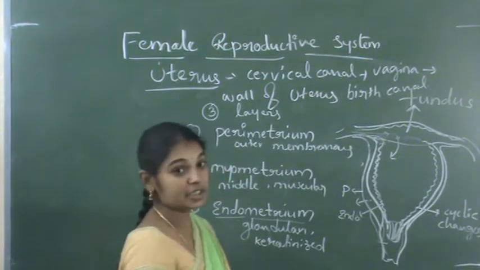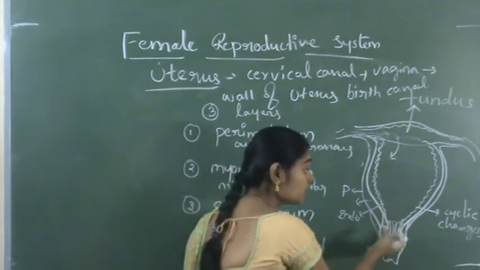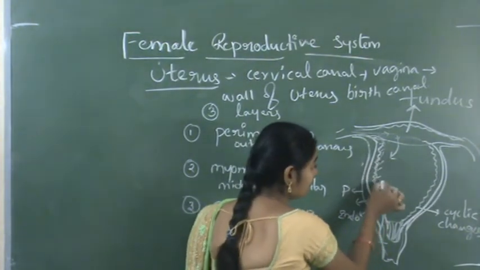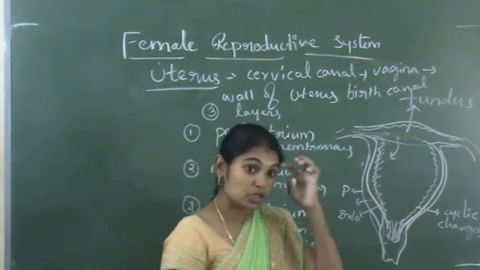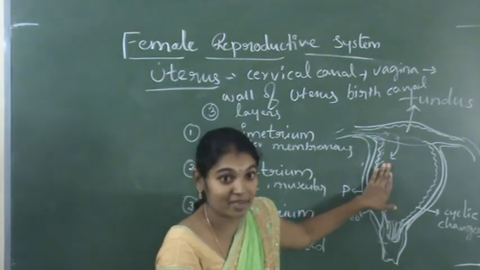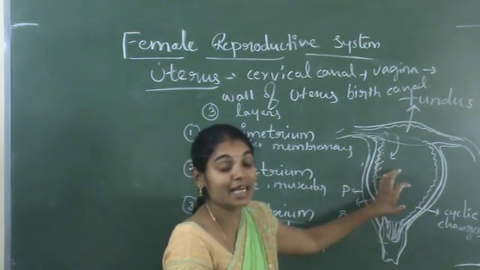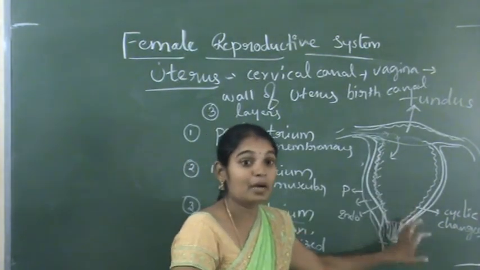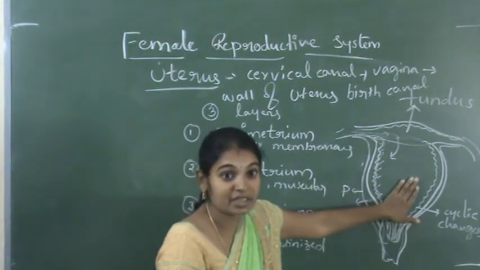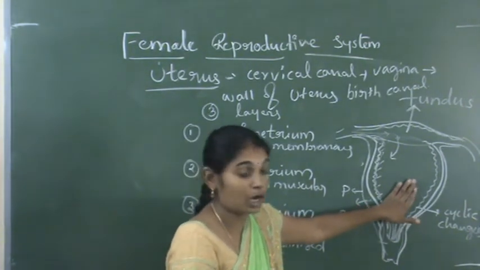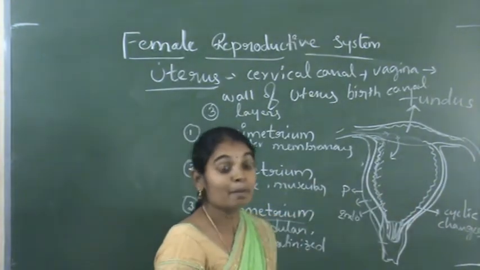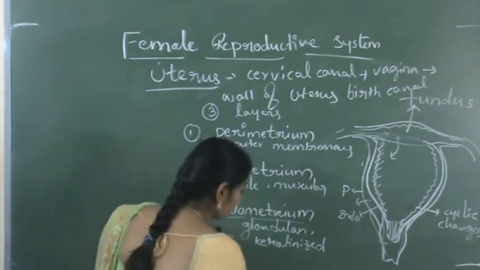And along with that, some blood vessels, because it is completely supplied with blood vessels. When the endometrium is going to shed off, the blood capillaries also get ruptured, and some amount of blood is also expelled out along with the endometrial wall. So these cyclic changes are a characteristic feature of primate mammals.